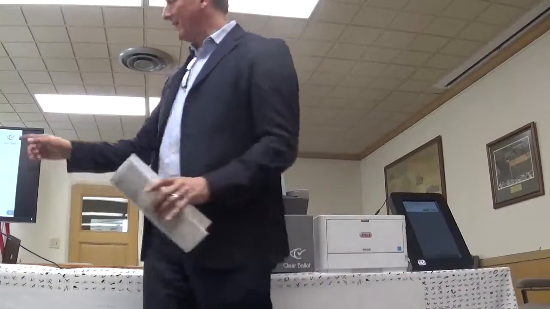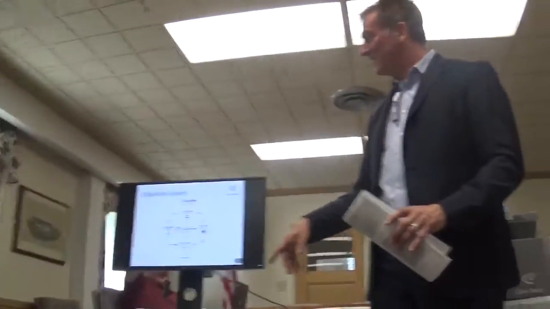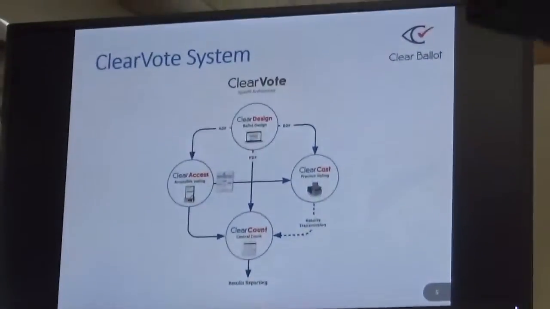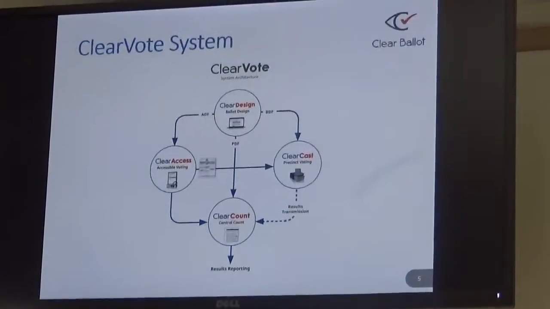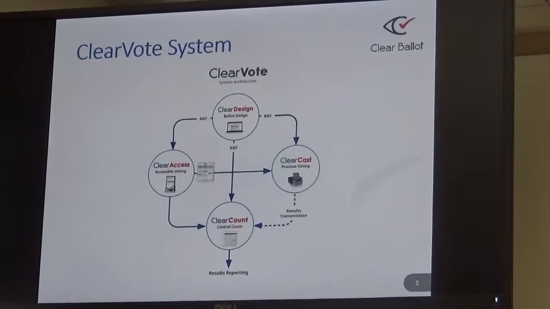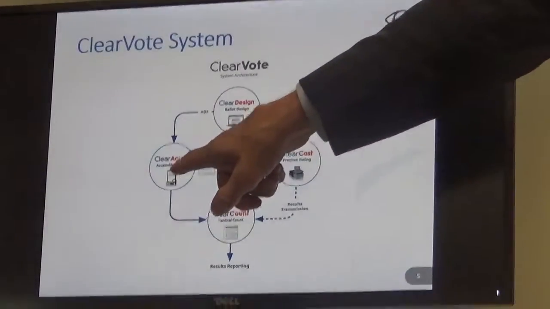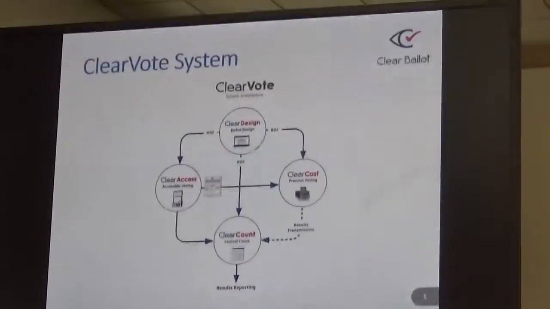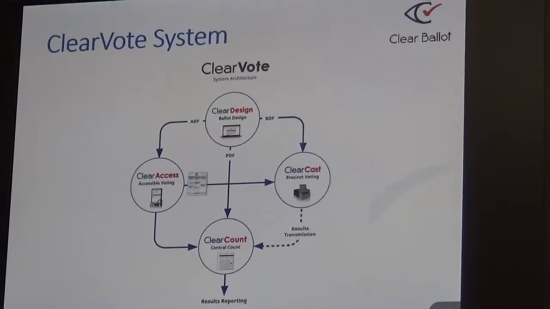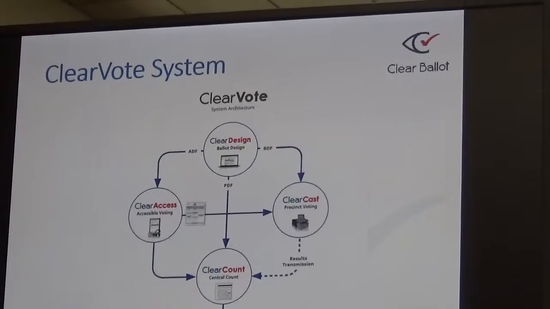But I will try, because I have a diagram that I made for that purpose. Sorry, I'm jumping ahead a little bit. This is the architecture of our system. Clear Design is where all the ballot definitions are created, and that's what Michael was just talking about. We build the ballots in Clear Design. That creates an accessible definition file and a ballot definition file that is used to program both the access and the cast machines. That would be done well in advance of the election.